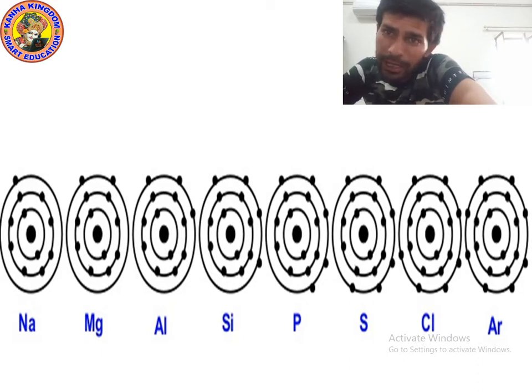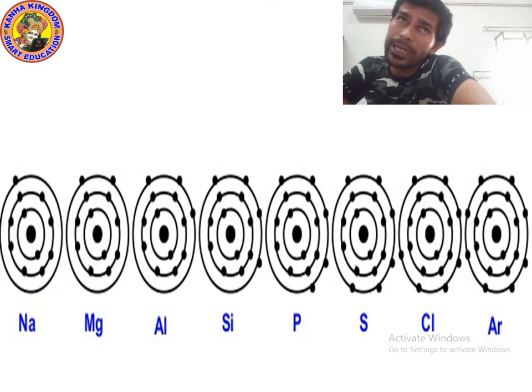So to fill the 5 electrons, we will draw third circle. And in third circle, how many electrons can we fill? We can fill maximum 8 electron. But phosphorus has 5 electrons only. So we will make 5 black dot. Means we will fill 5 electrons.